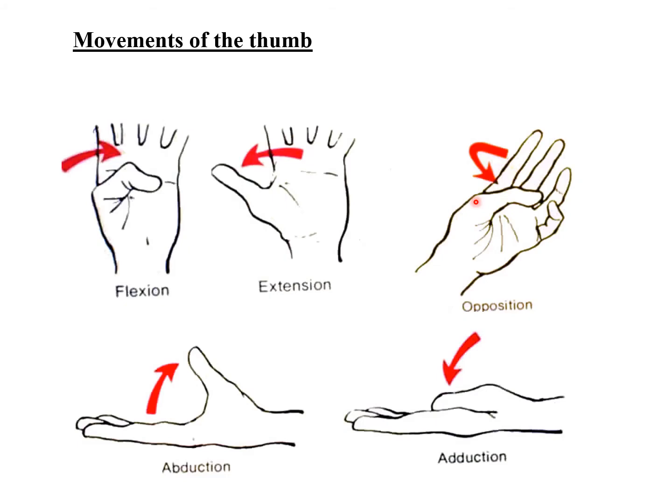It is a combination of, if you can see, we are flexing plus we are a little bit internally rotating. So flexion and internal rotation is actually the opposition. And if we keep the thumb in the direction of the fingers or attached to them, that is adduction. And if we increase the diameter or straighten up the thumb upward, that is abduction.